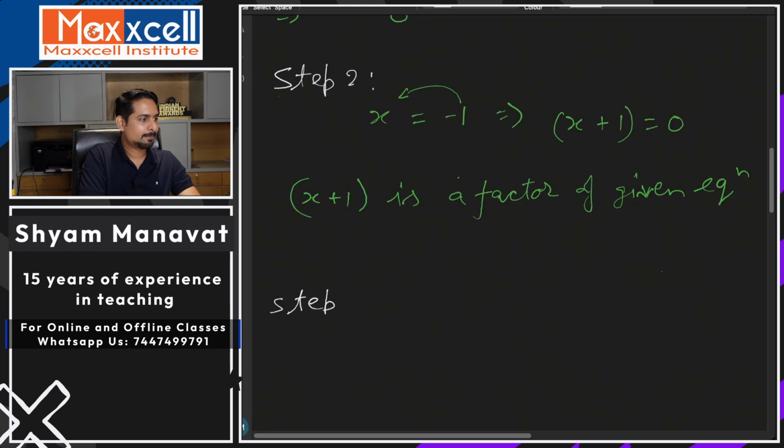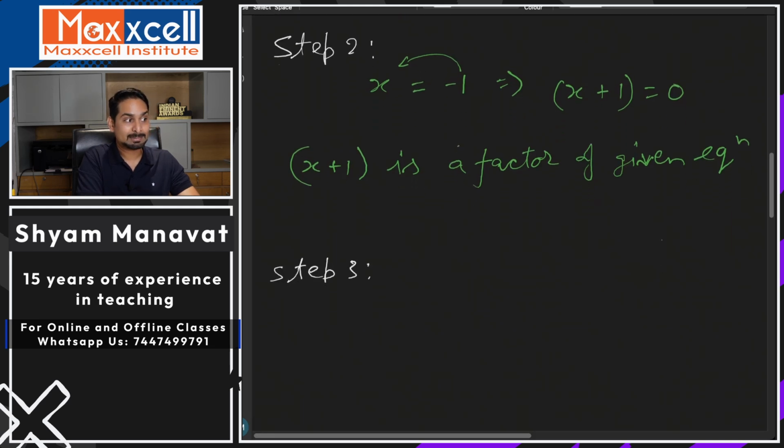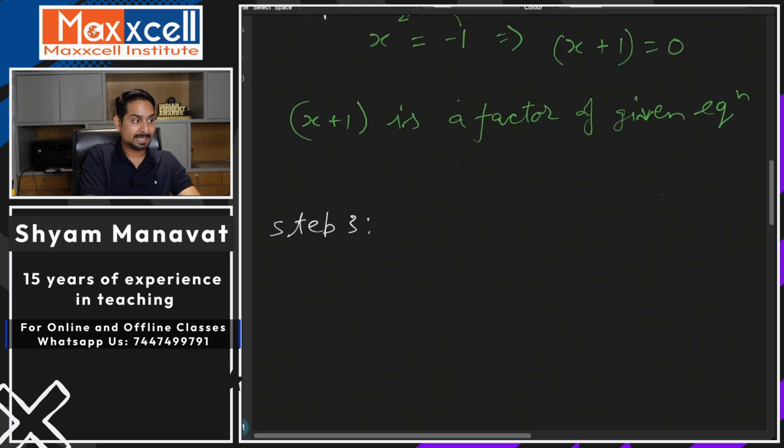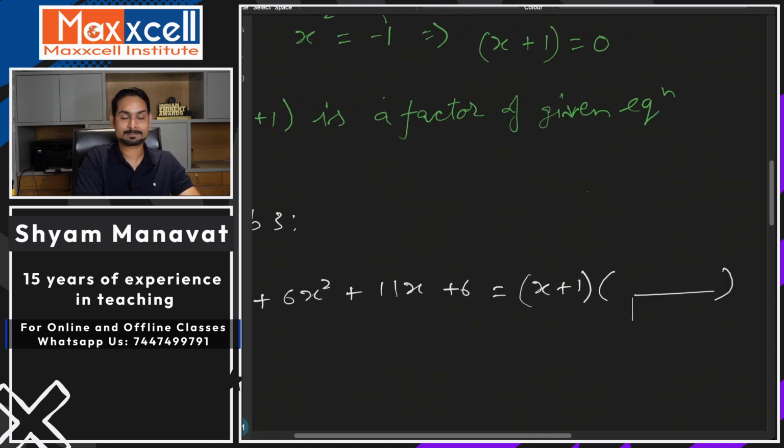Step 3. If I have x plus 1 as one of the factors of the given equation, then the given equation, which is x cube plus 6x square plus 11x plus 6, can be said to be x plus 1 into another expression. Now think logically. This other expression, what should be the order of this other equation? The order has to be 2.